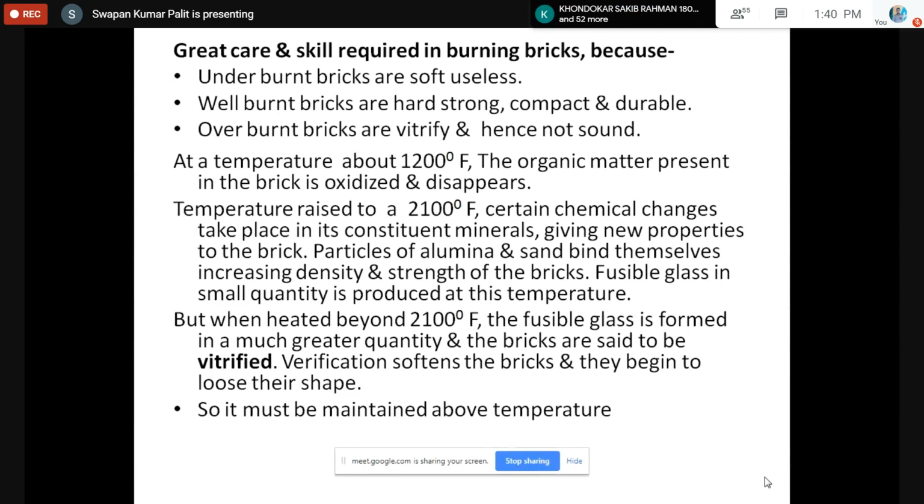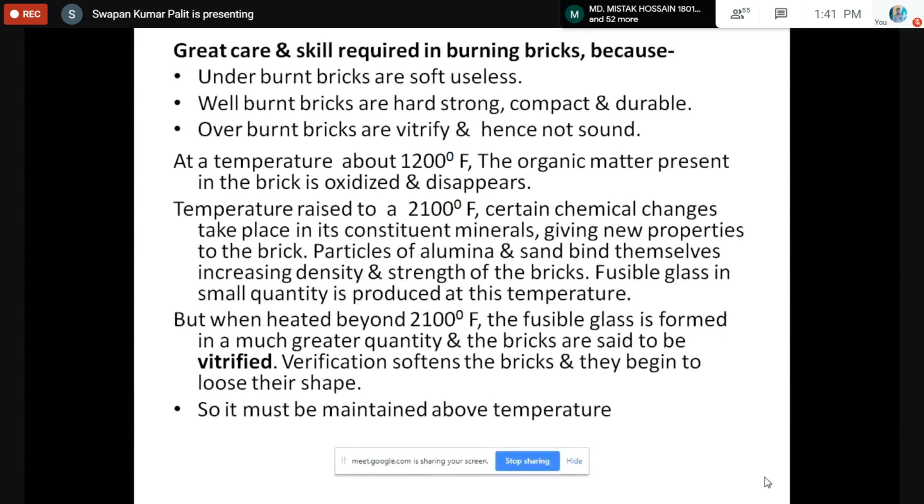You can see on the screen, vitrified bricks means a higher percentage of usable glass beyond the temperature of 2100 degrees Fahrenheit while brick burning. These are harmful. These are not usable. These are not desirable, because vitrification softens the brick and they begin to lose their shape. So vitrified brick is not suitable for engineering construction.